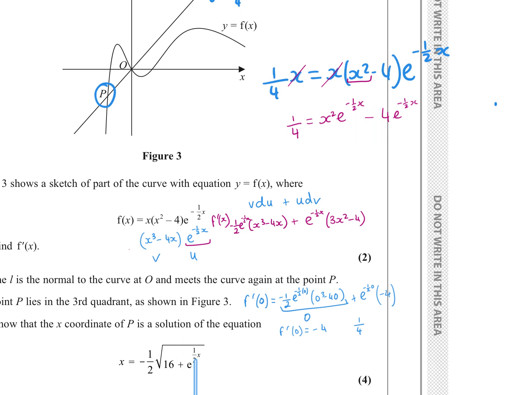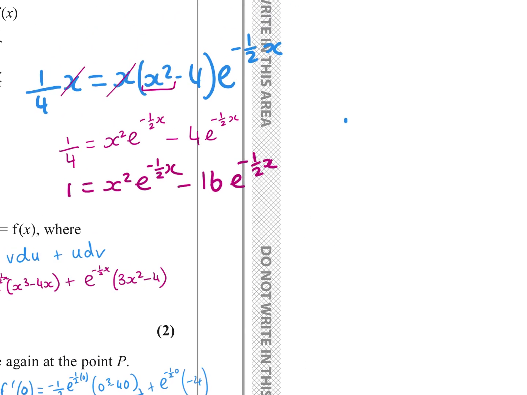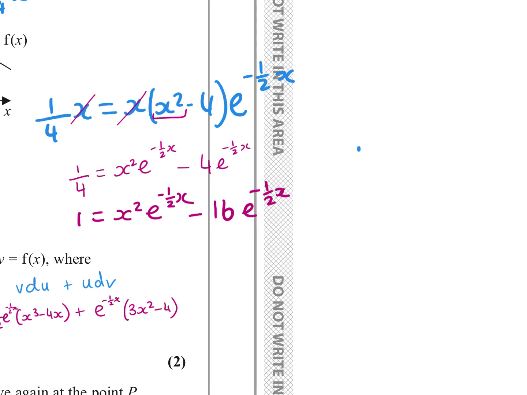So we need to try and get to this, don't we? Okay, this is our little thing. I multiply everything by 4. Okay? So 1 equals x squared e to the minus a half x minus 16e to the minus a half x. It's looking good now.